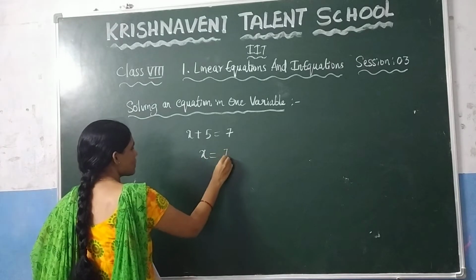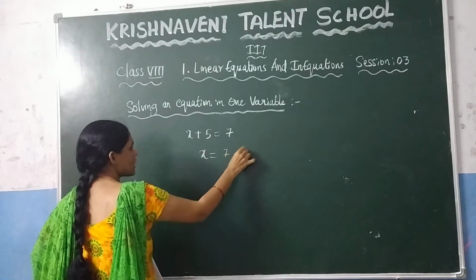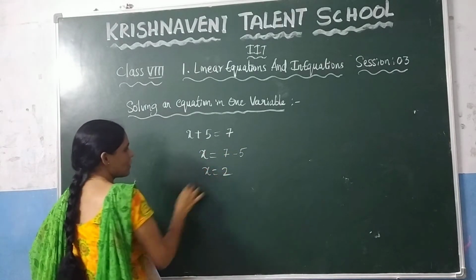Here x is equal to 7. If you take plus 5 to that side, it will become minus 5. You get the result, which is 2.